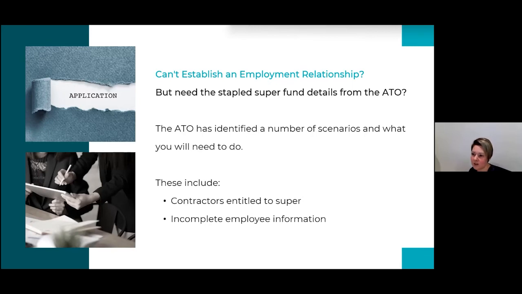The ATO has identified a couple of scenarios also in regards to this situation. So you may have a contractor that's entitled to super, or you have incomplete employee information, or as I said previously, there may be the situation where you're paying it before you've actually got the information from your employee.